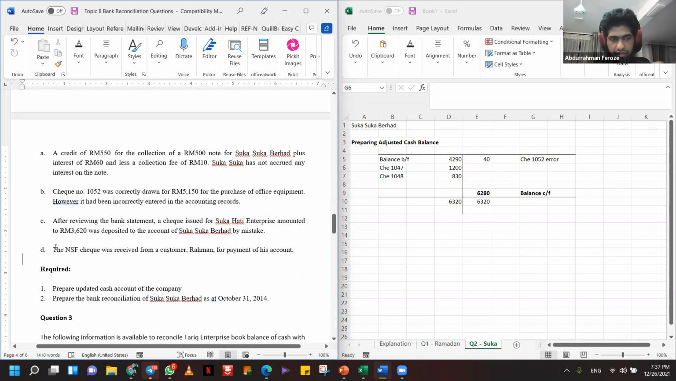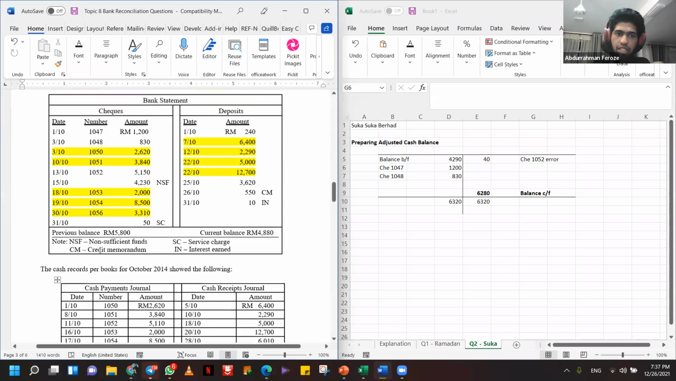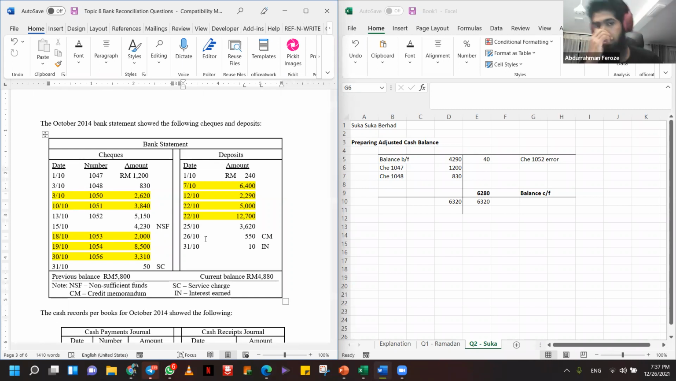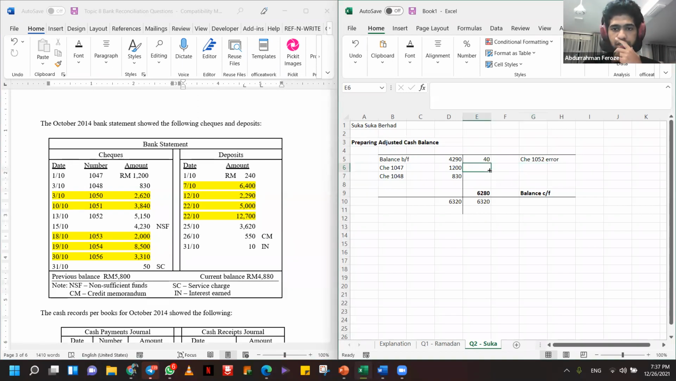So it says over here the NSF check was received from a customer for payment of his account, right? Now this 4,230 would have been debited by the company in their cash book. However, the company has now returned that amount to the bank. So now it has to be credited, because it has been reduced from the bank balance. This has to be credited.